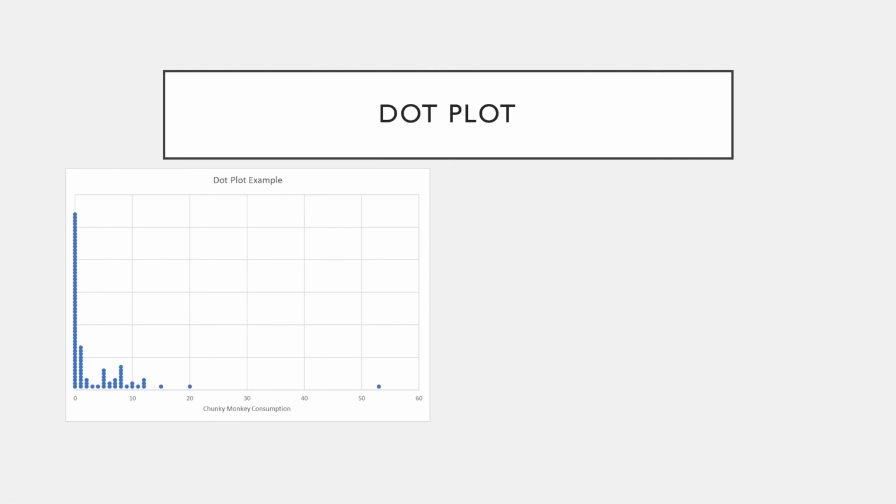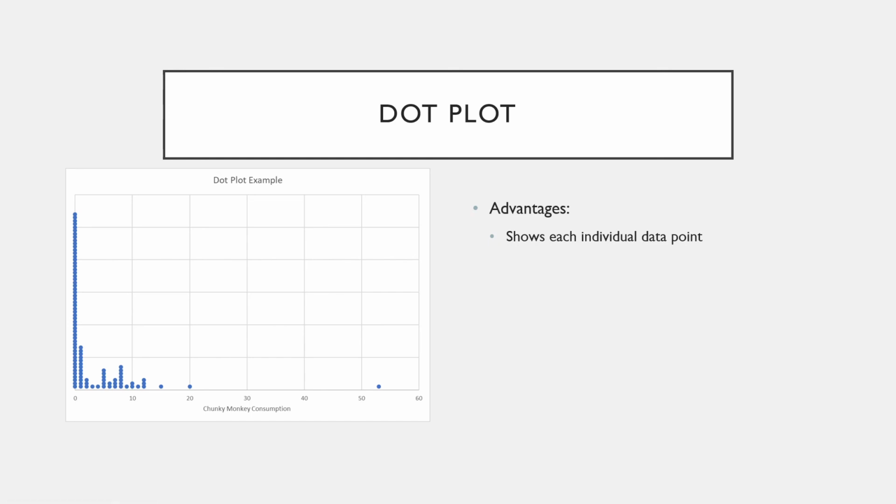And then another example is a dot plot. This is one that doesn't get used that often, but I kind of really like. Here we basically put one dot on our graph for each response that was in that area. So you see these dots here are all the zeros. These dots here are all the ones. We have this one dot way far right over here, which is me eating Chunky Monkey 53 times.